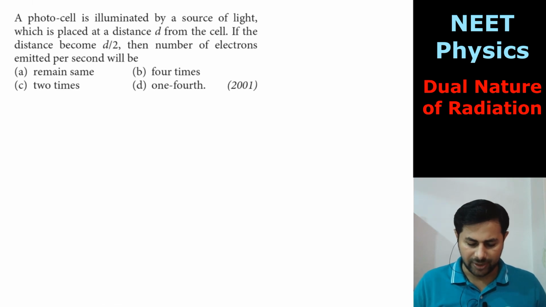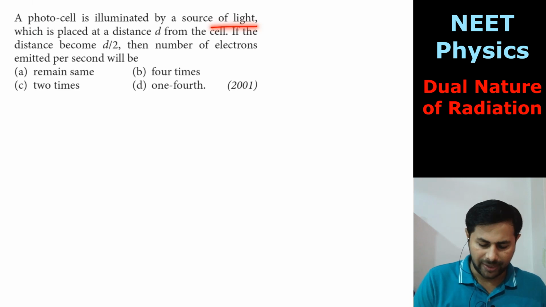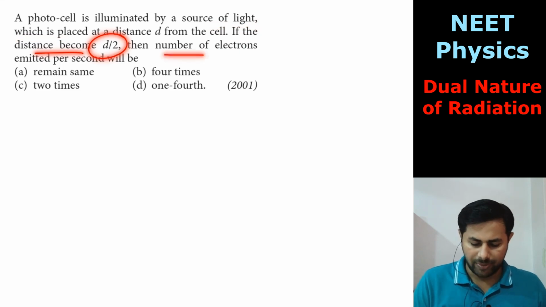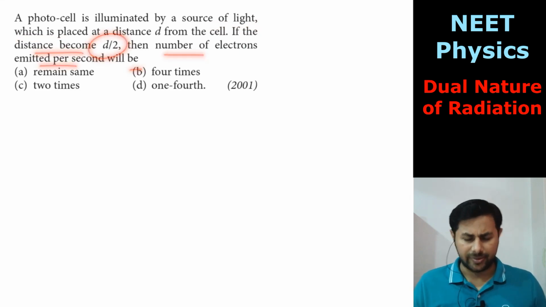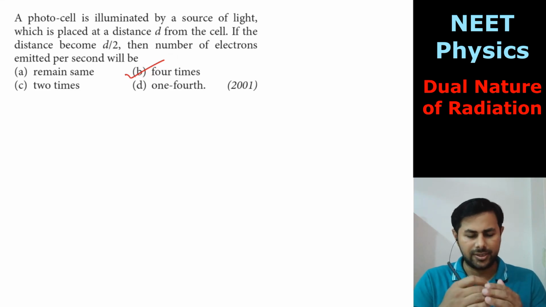Okay, let's see the next one. A photocell is illuminated by a source of light which is placed at a distance d from the cell. If the distance becomes d by 2, the number of electrons emitted per second will become 4 times. Okay, so the distance is made half, the number of electrons emitted would become 4 times.